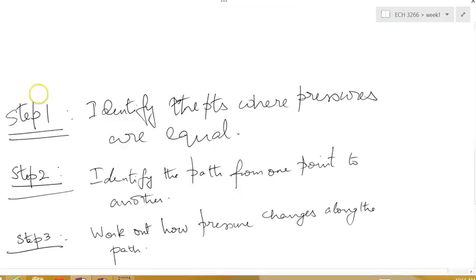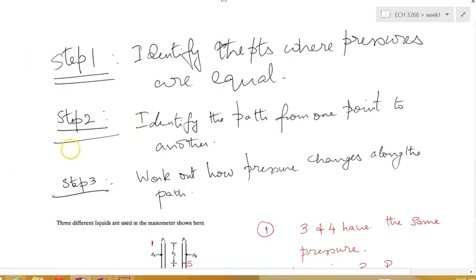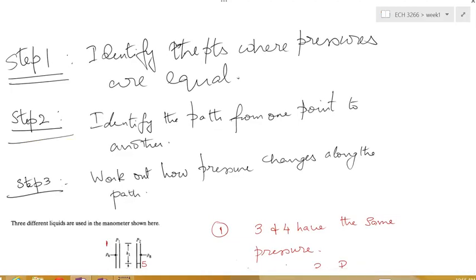Okay, so now what are the steps that you can follow? The first is the most important step. Identify the points where the pressures are equal. Use Pascal's principle. Step 2, identify the path from one point to another. I'll explain this more when we work on this problem. And step 3, work out how the pressure changes along the path. Keep in mind, as one goes deeper into a fluid, the pressure increases, right?